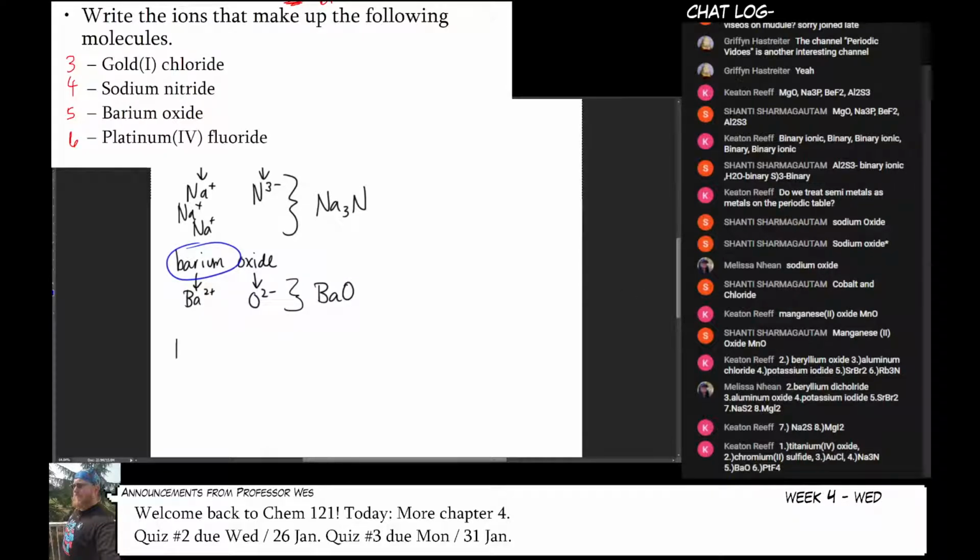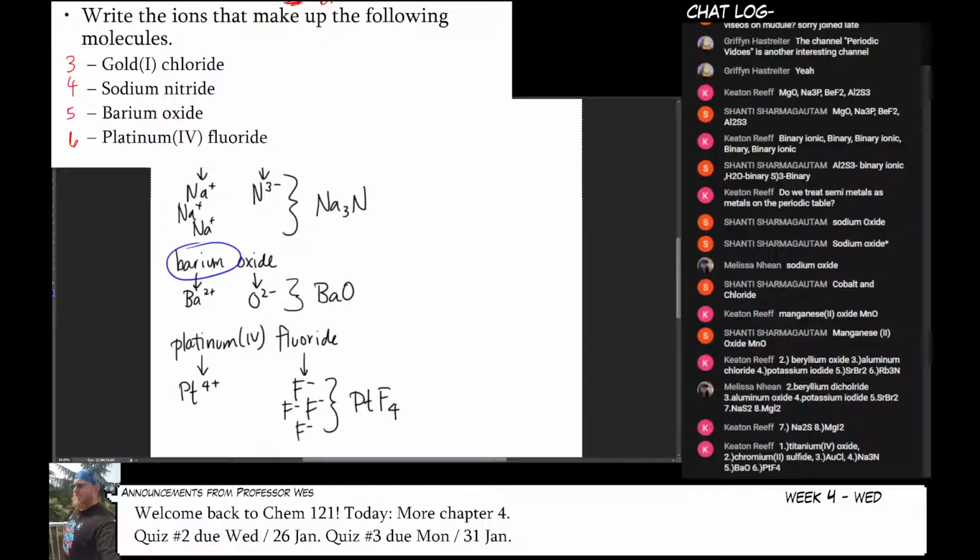And then finally, platinum 4 fluoride. Platinum 4 is Pt4+. Fluoride is F-. I need a bunch of these. There you go. All set. Let me know if you have any questions about that.